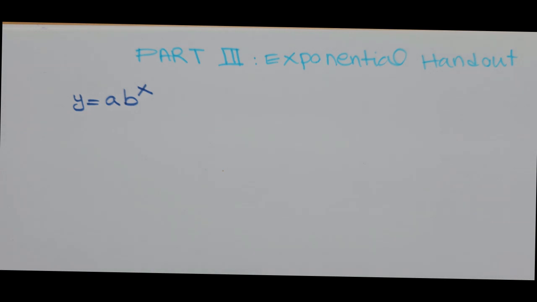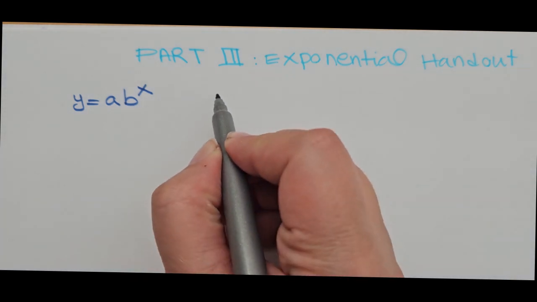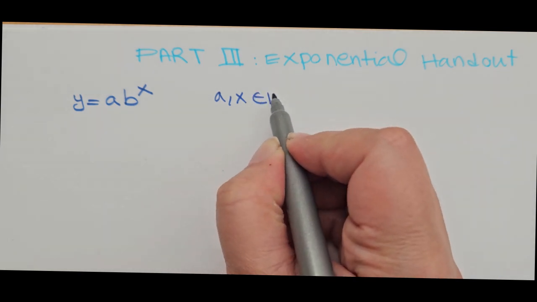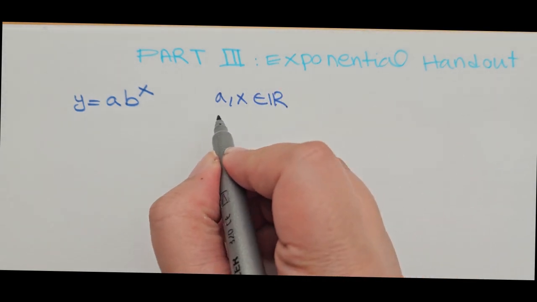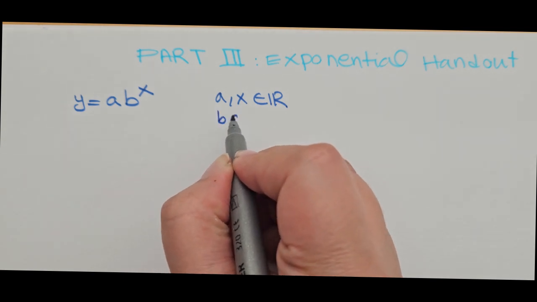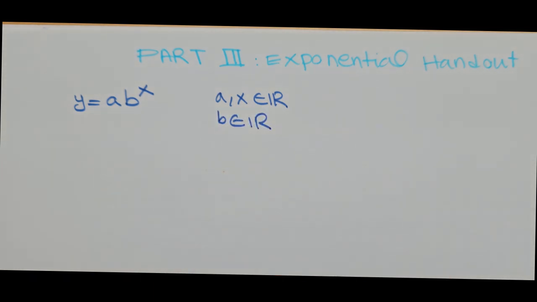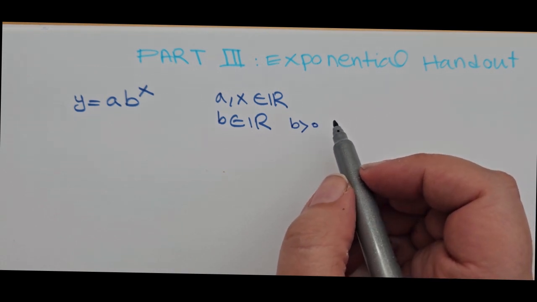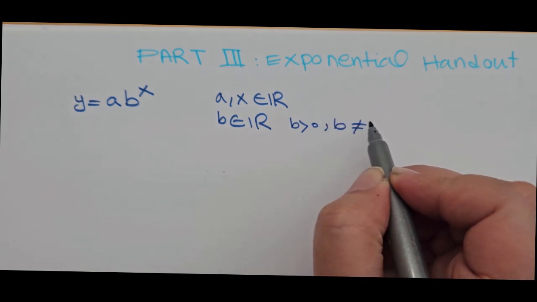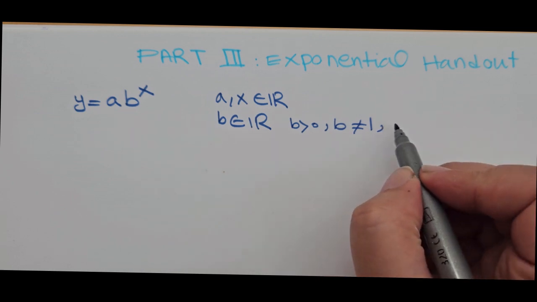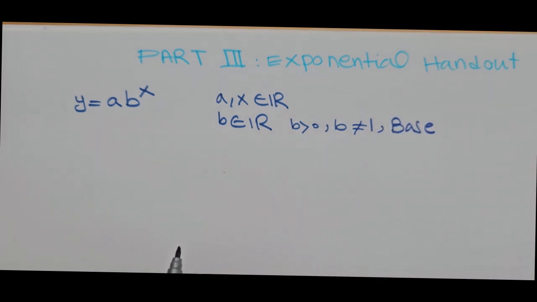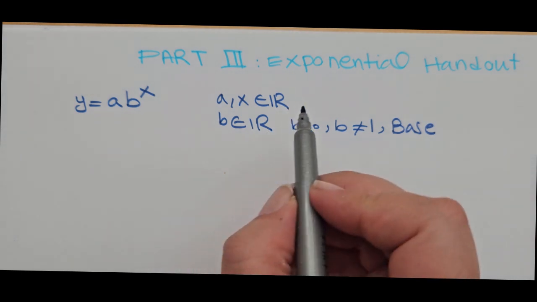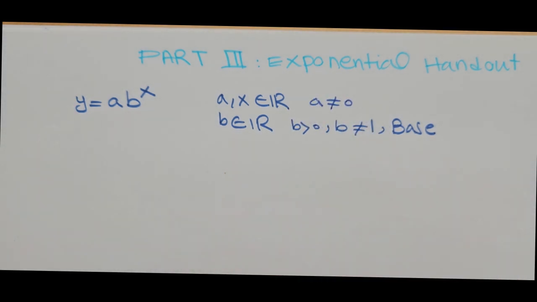So if I want to write down all the conditions, you know that a and x are part of the real numbers, okay? And the b is also part of the real numbers, but there are some extra conditions for b and a. First of all, b should be greater than 0. b is not 1, never 1, and it's also called the base. The a, as I just mentioned, is not equal to 0.